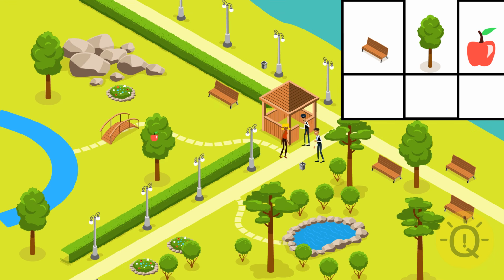You should literally count the number of benches, trees, and apples in this area. So the code is 471.